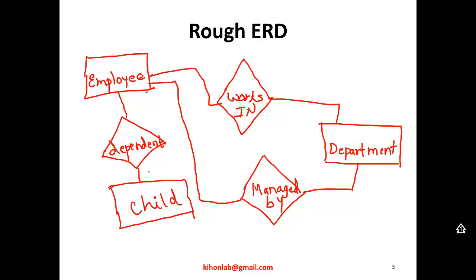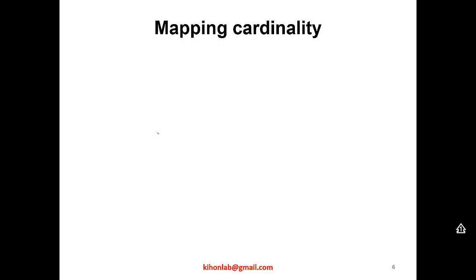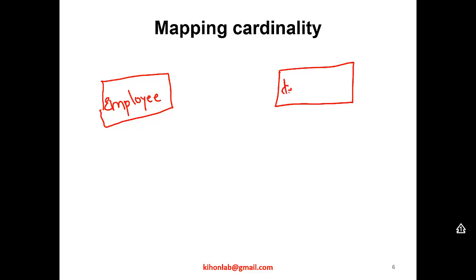So in this diagram, entities are represented by rectangular boxes, diamonds represent the relationships, and arrows represent the flow between the entities. Now, mapping cardinality. How do we map the cardinality? Between employee and department, if you remember mapping cardinality from the earlier video you might have watched, one relationship we have is works in.